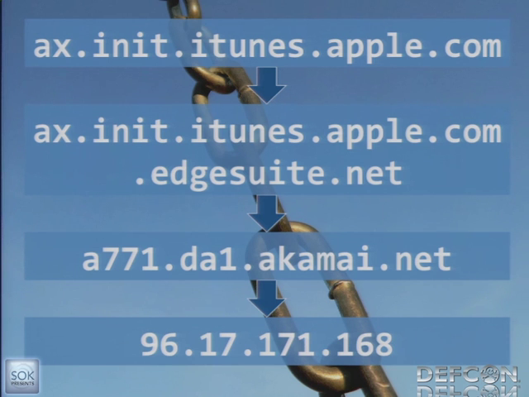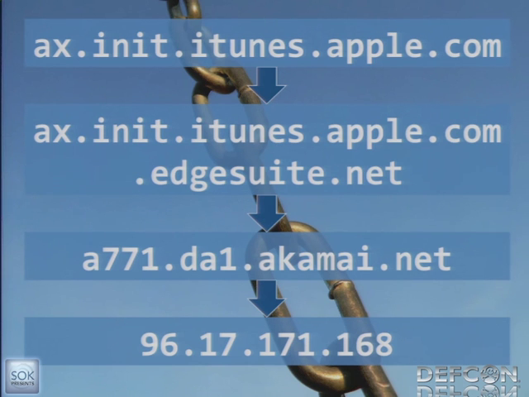In a CNAME chain, when you want to resolve a domain, the domain says, hey, I'm a canonical name for this other domain, and that domain is a canonical name for yet another one. And you follow this chain until you finally resolve a domain to an IP. If a bit error occurs anywhere following the CNAME chain, you will get redirected to a BitSquat domain instead of the original domain. And that's how I was able to get requests for Microsoft and this guy for ax.init.itunes.apple.com, despite the fact that I did not BitSquat those domains.